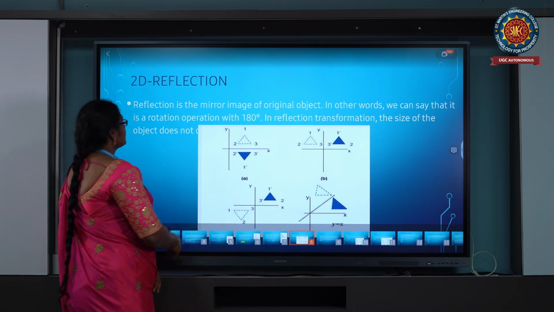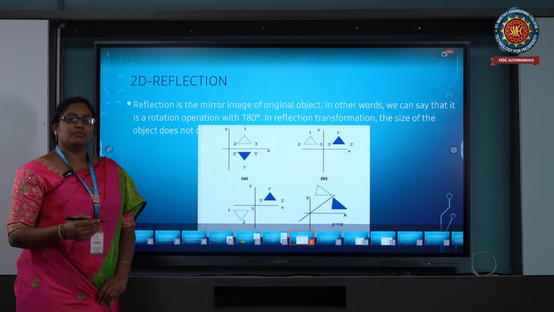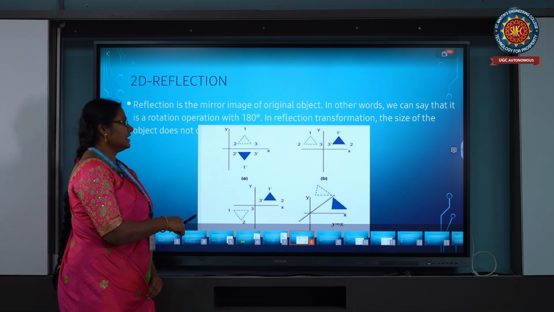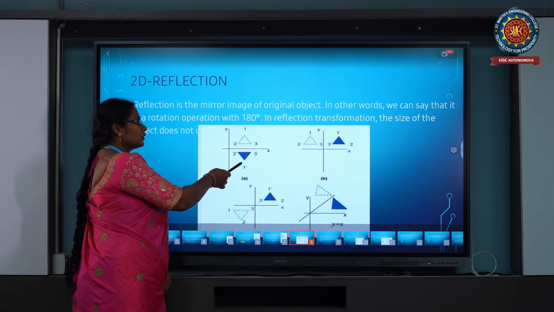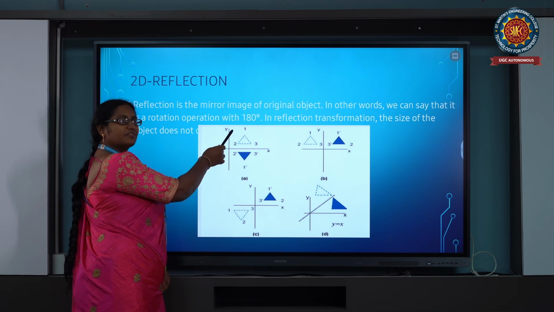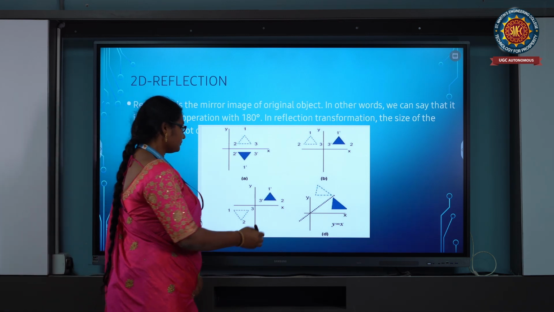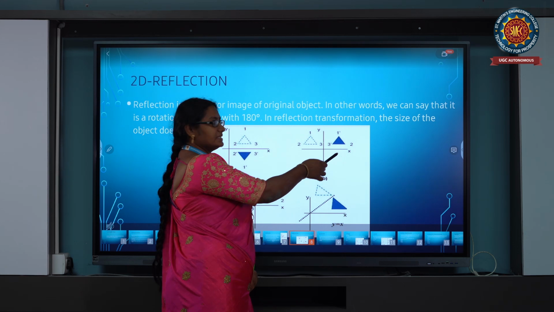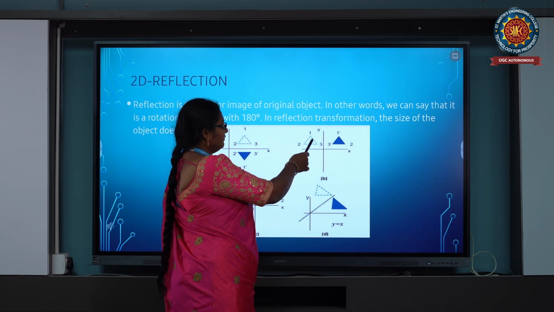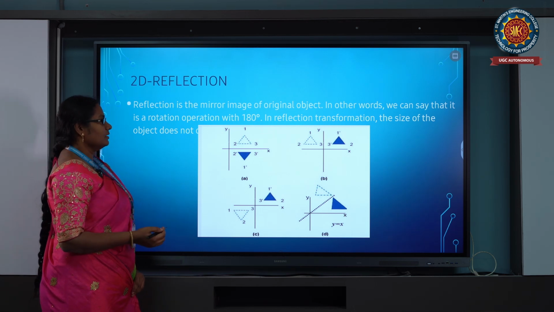Next, this is reflection. So what is reflection? In reflection, we produce the mirror image of the object. Observe this image. Here we are reflecting towards the x direction. This is the original image, and after reflecting, we will get the mirror image of that object. This one is the original image, reflecting towards the y axis, the y direction. So reflection will produce the mirror image of the original object.